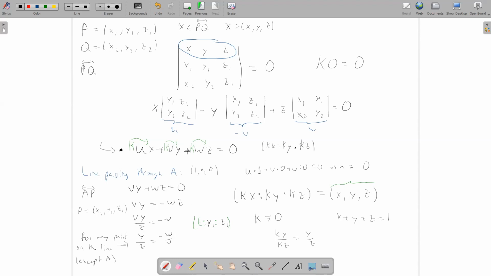Any questions about this homogeneous coordinate or areas? Okay. No. All right.